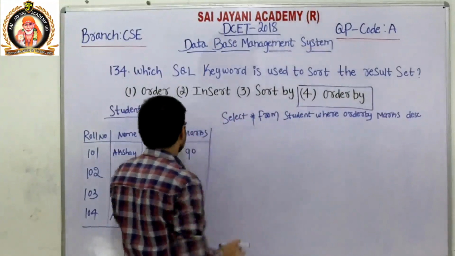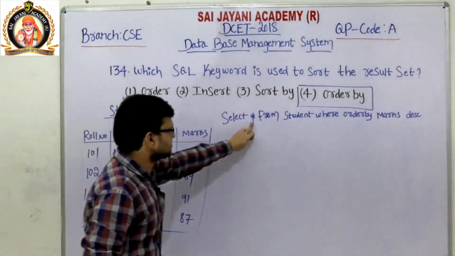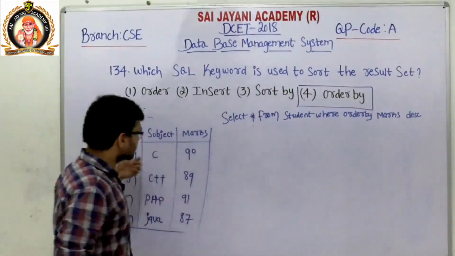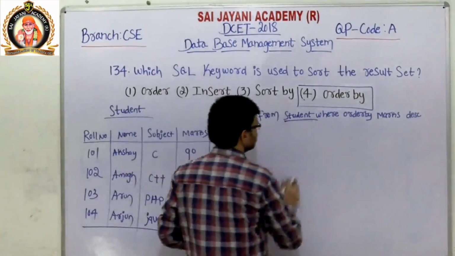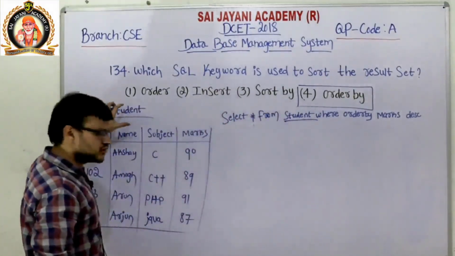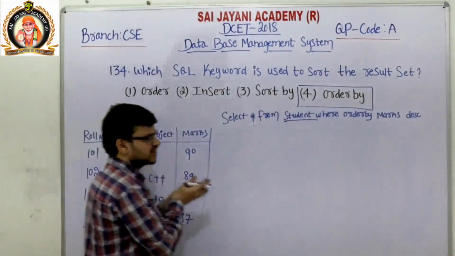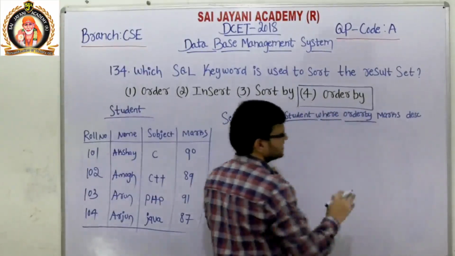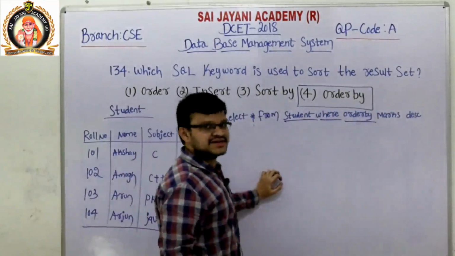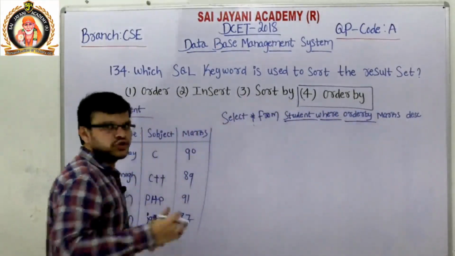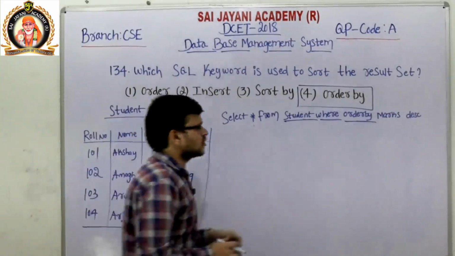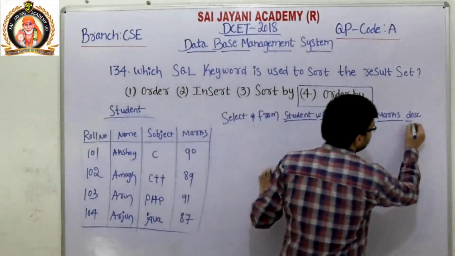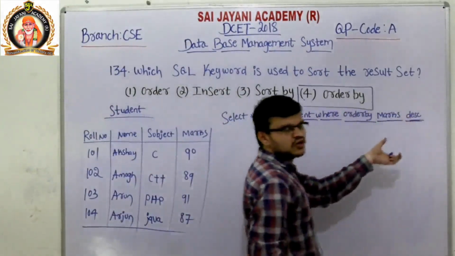Select star represents all the columns. This asterisk symbol represents all the columns. It selects all the columns from the table student. That means from the table student it selects all the columns. Where, this is also one clause. Order by is a keyword which is used to sort the result set in ascending or descending order. Here we are taking the marks column, and we have to sort it in descending order.